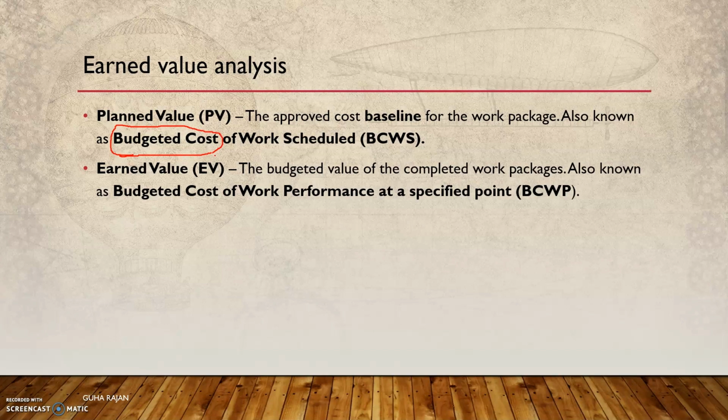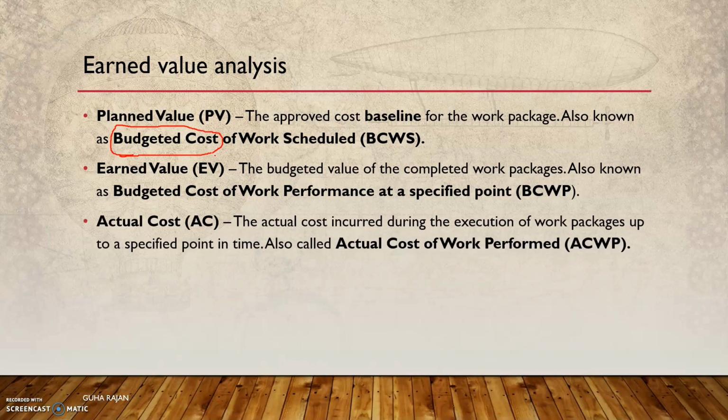If the cost of the table is 100, that is what it should have been at the end of the day, but you have completed only 50% of it, then it is $50 only. Though you have spent $100, the earned value is only 50. You have spent about 100 maybe on your labor, but since you have completed only half of the table, the earned value becomes $50, that is 50%. So the actual cost incurred for the execution of the work package at any specified time is the actual cost.